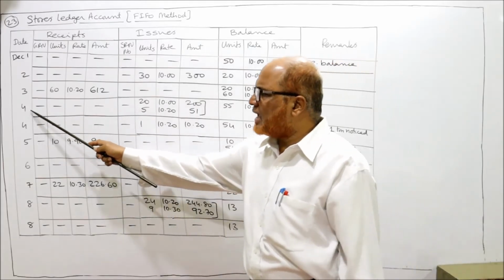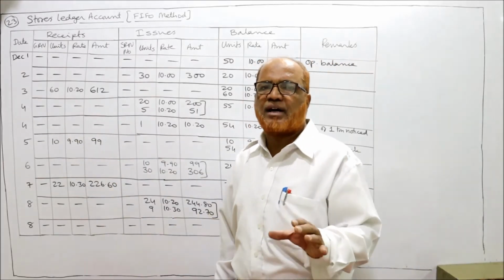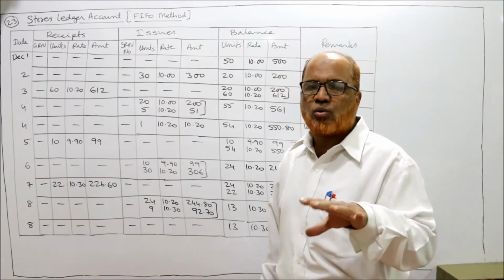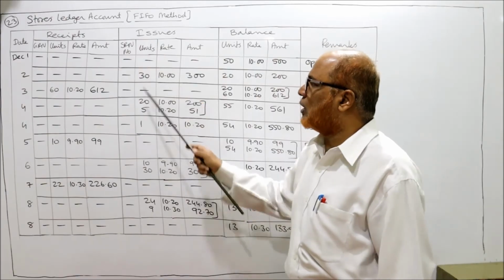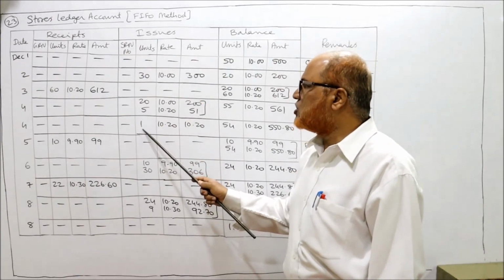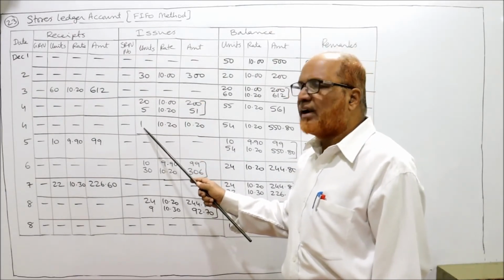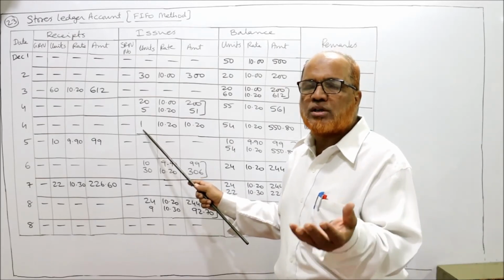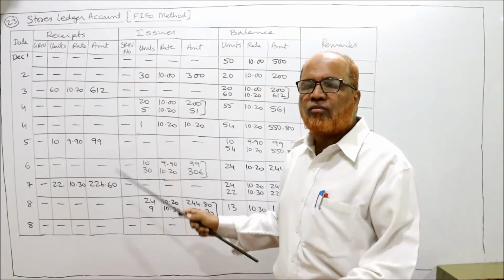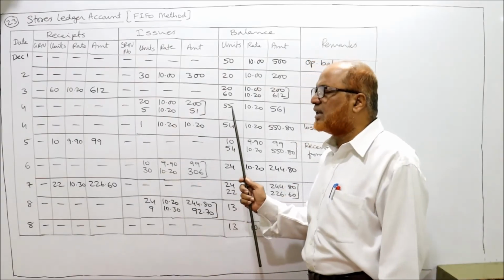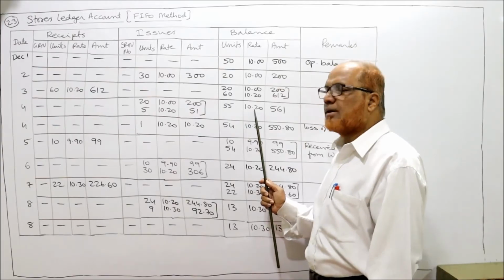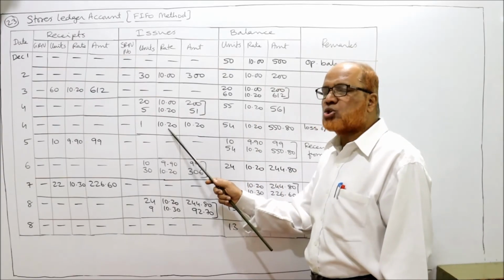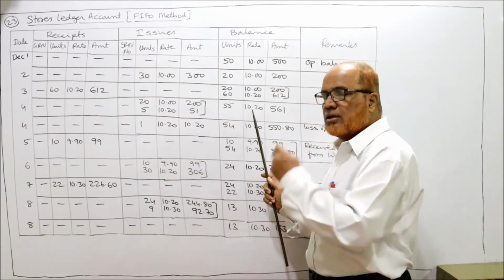Now same 4th date, the stock verifier has found 1 ton loss of material. The shortage of 1 ton will be recorded in the issue column. So we will record this 1 ton issue at what price? We assume that the shortage was at the end of the day. So at what value was the material in the stock? 10 rupees 20 paisa. The last balance was 10.20. So we record the shortage also at 10.20.